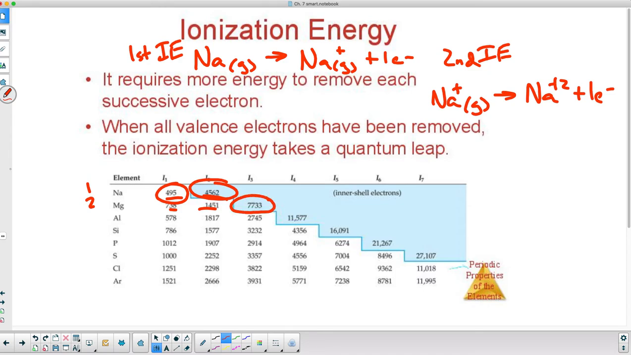These electrons in the blue here that are being removed are all core electrons, which means they have the electron configuration of noble gases. I didn't mean to write that all one word, but noble gas configuration, and that's why there's so much more energy needed to pull off a noble gas configuration. Okay, so let's keep moving.